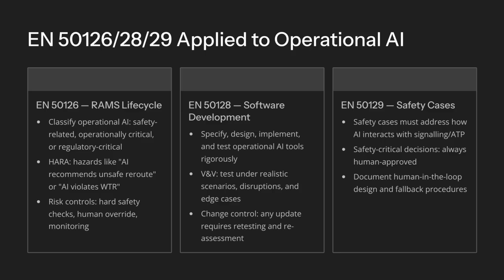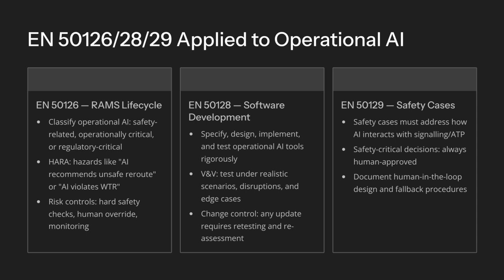Here's an example of how a claim in a safety case might be framed. Something like, The traffic management AI system supports controller decisions but does not override signaling interlocking. All train movements must be authorized by the interlocking before execution. Therefore, the safety of the signaling system is preserved.